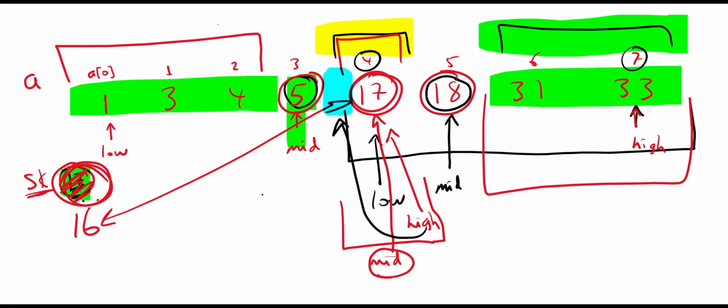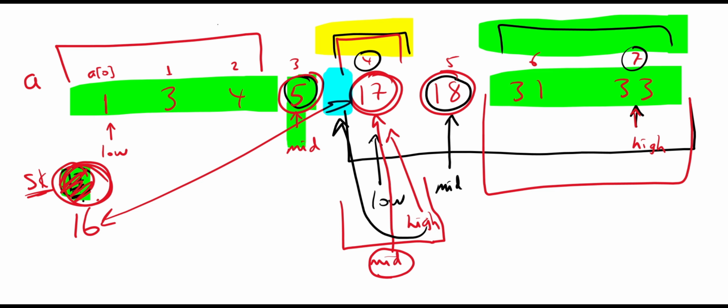Because 16 is less than 17. So if it is less than, we are decreasing high. We are saying high is equal to mid minus 1. If it is greater, we are saying low is equal to mid plus 1. That's the policy I applied.